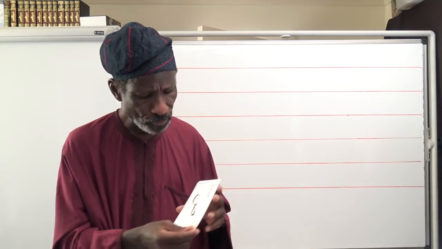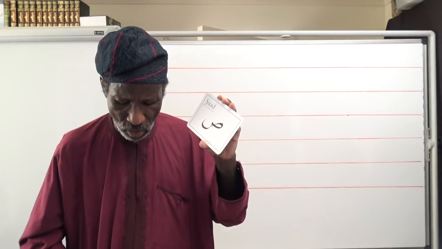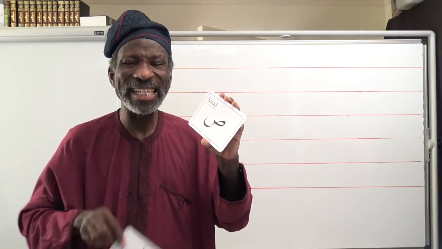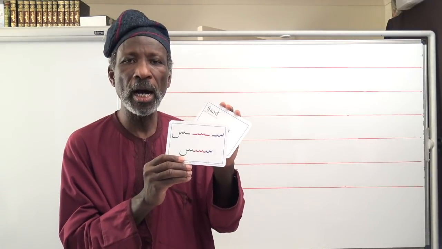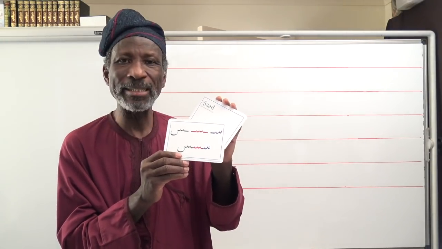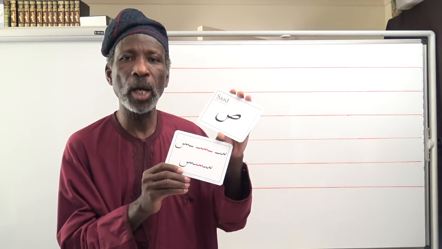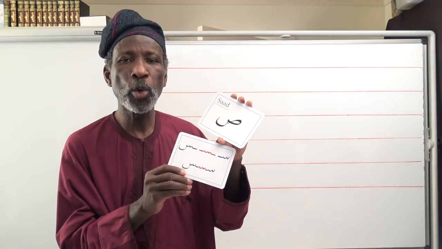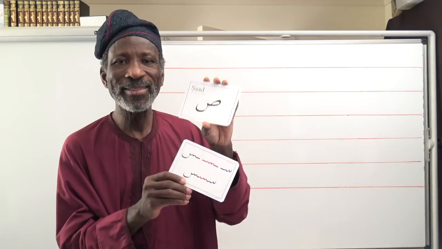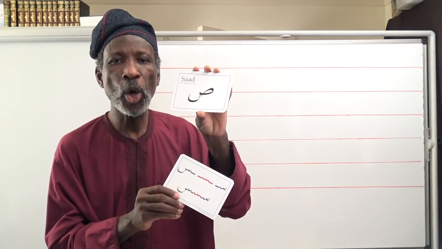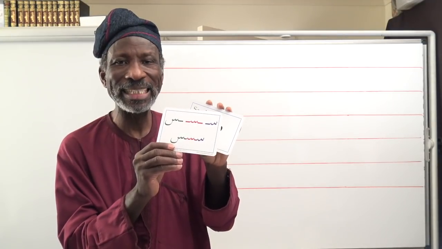Now, here we have sad. Right, we need to distinguish between sad and seen. This one is a smiling sound, your mouth is spread, seen. But this one is like a whistling, saad. This one is seen, and this one is saad.